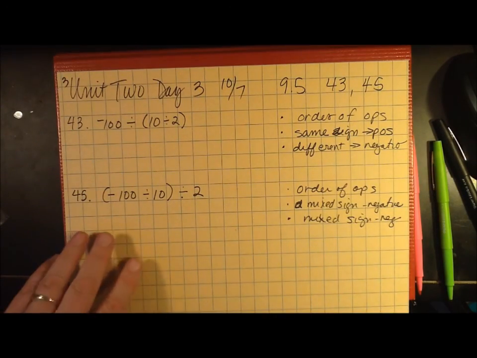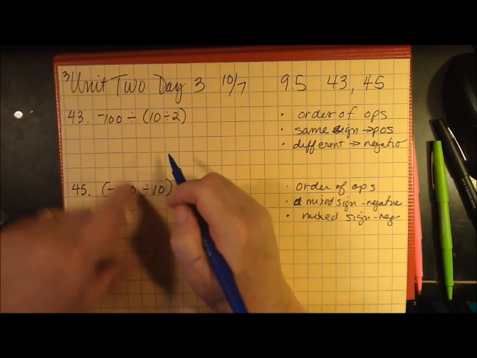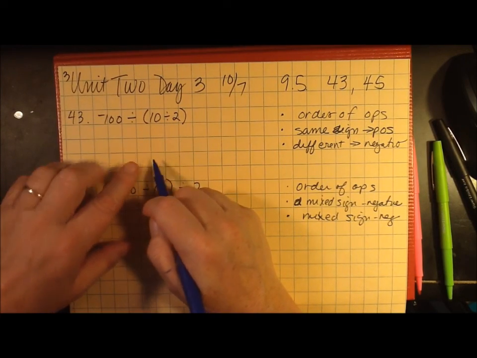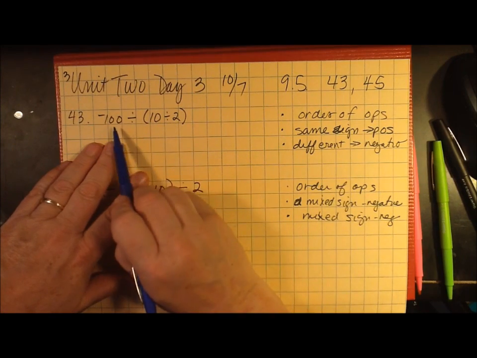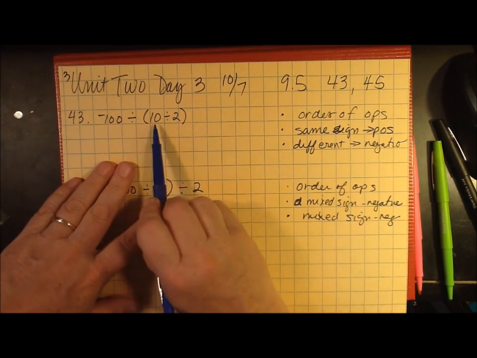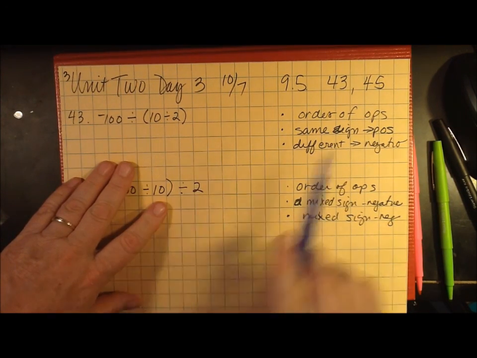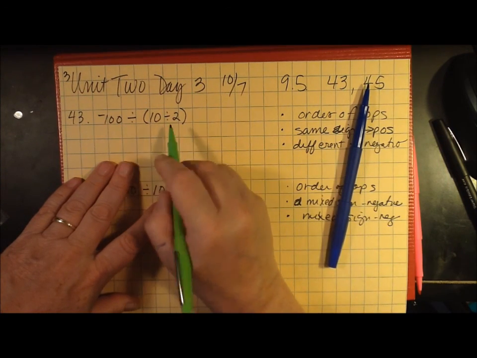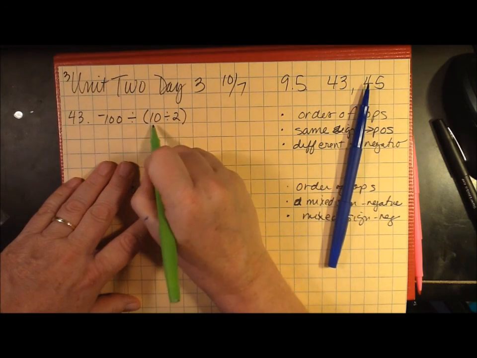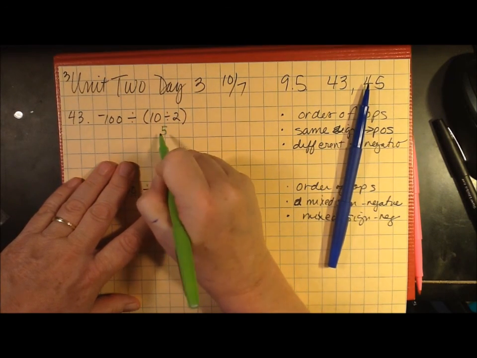Here are two more problems. This really shows you where order of operations is important, because you can turn out with two very different things. So first, I'm going to take a look with order of operations. I'm going to take care of what's inside the parentheses first. So 10 divided by 2 is 5. They're both positive, so the answer is positive.